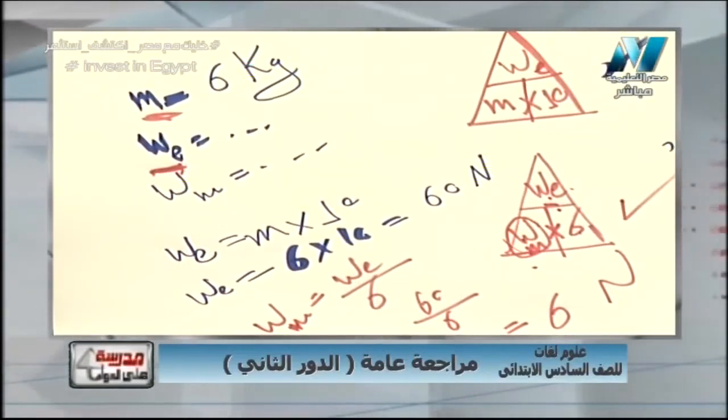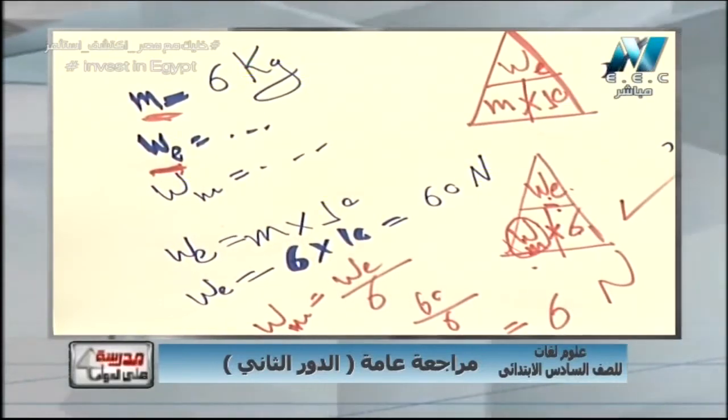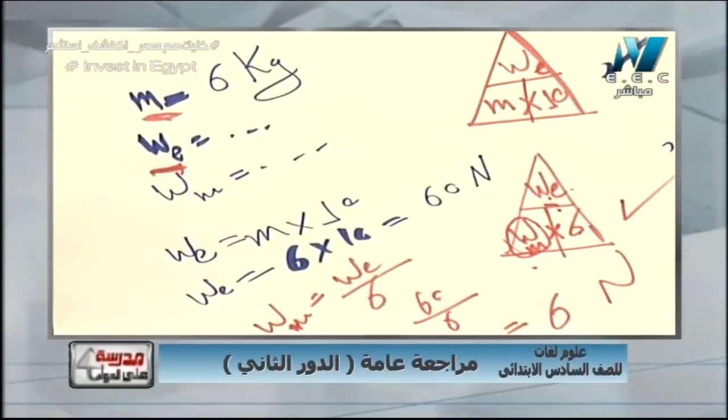So here by those two triangles you can answer any problem of mass and weight easily. You must study well the two triangles of mass and weight. First triangle, weight on earth at the top and mass by 10. Second triangle, weight on earth on the top again, weight on the moon at the bottom by 6, not 10. 6 not 10.